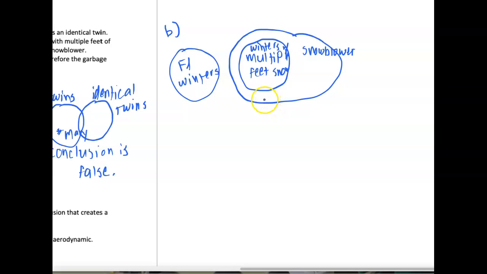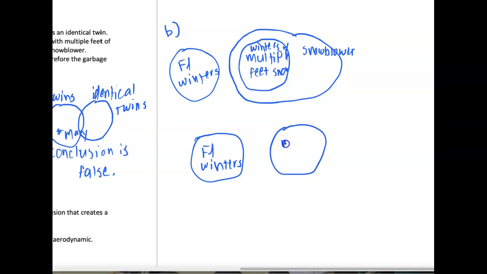But again, to prove a syllogism valid, you have to run through all the possible Euler diagrams this could look like. So let's try another one. What if we investigate Florida winters? Winters with multiple feet of snow. I'm just going to write multiple, right? But this is the same diagram as before. Florida winters, winters with multiple feet of snow. And what if your snowblower circle, or winters that require a snowblower, what if that looked like this?